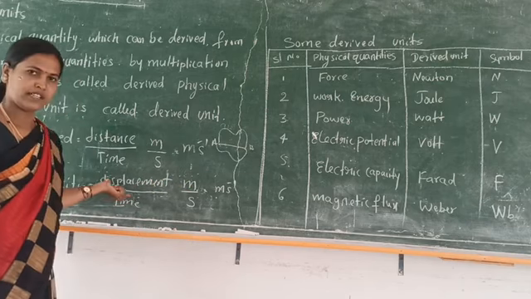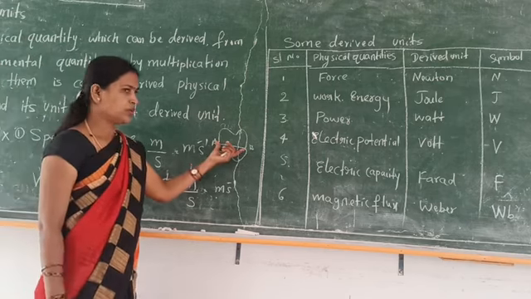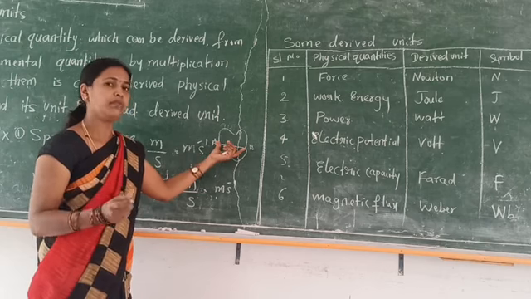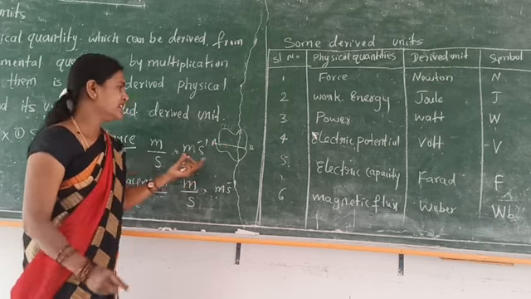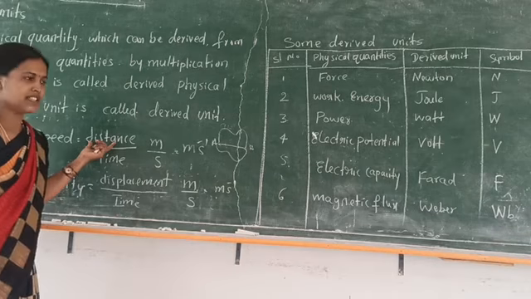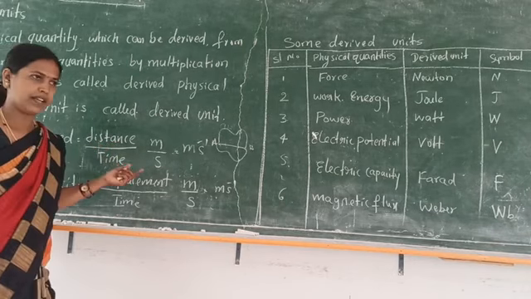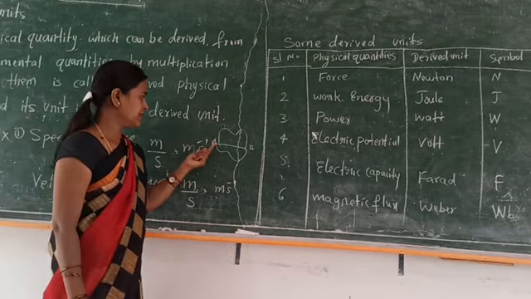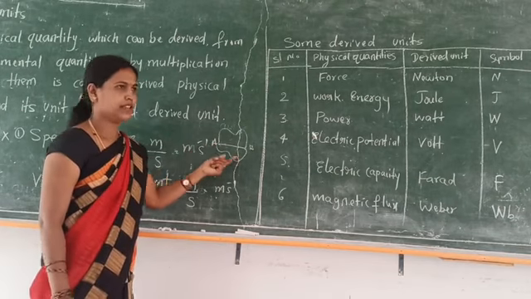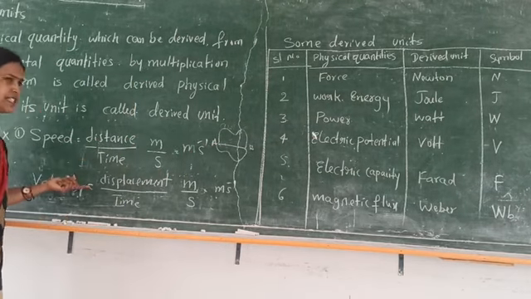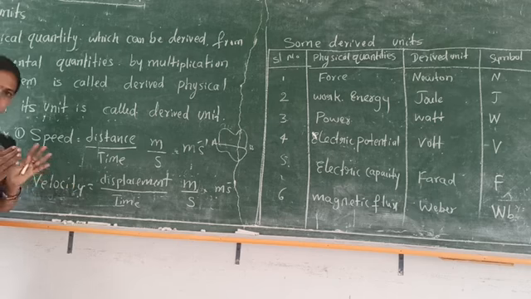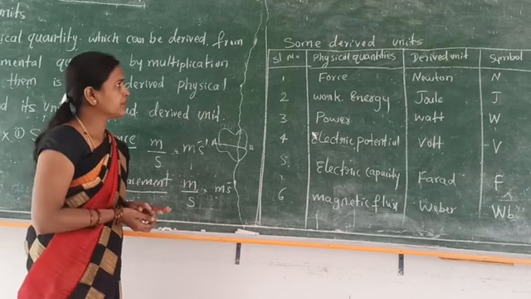So displacement is nothing but the minimum distance between 2 points. Distance is the path traveled by the person from point A to B. That is nothing but distance. Displacement is the minimum distance between 2 points.